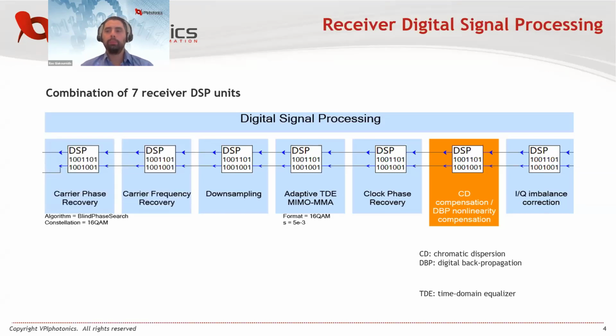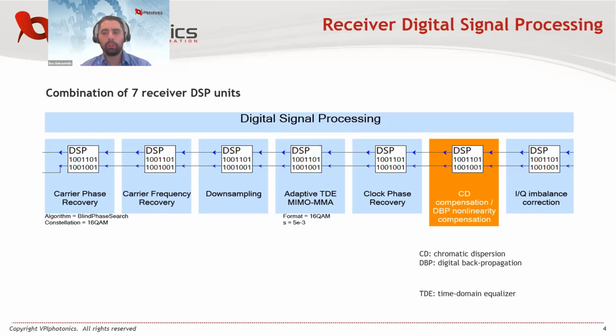In the final 2 blocks before the modulation, carrier frequency recovery is performed to correct the frequency mismatch between the transmitter and receiver laser, and then carrier phase recovery is performed using different algorithms. The selected one here is the blind phase search, but we also have the option to use the Viterbi block, sliding window, or maximum likelihood.